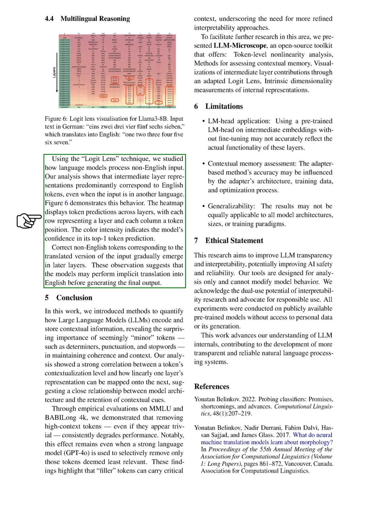Lastly, we used the logit lens technique to investigate how language models handle non-English input. Our analysis revealed that intermediate layer representations mainly correspond to English tokens, even when the input is in another language. The heat map we created showed that correct non-English tokens gradually appeared in later layers, indicating that the models might perform implicit translation into English before generating the final output.